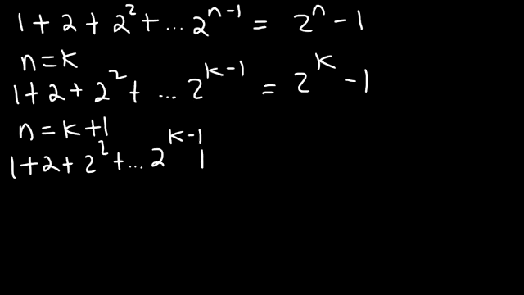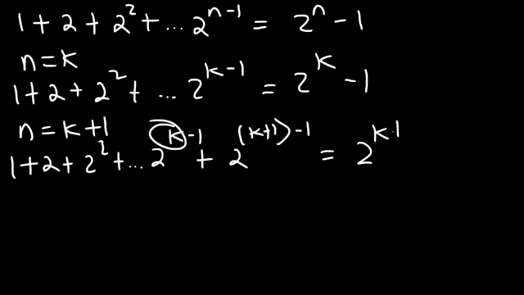So the next term, replace k with k plus 1. So it's going to be 2 to the k plus 1 minus 1. And then replace this k with k plus 1. So we need to prove that the left side and the right side are the same.